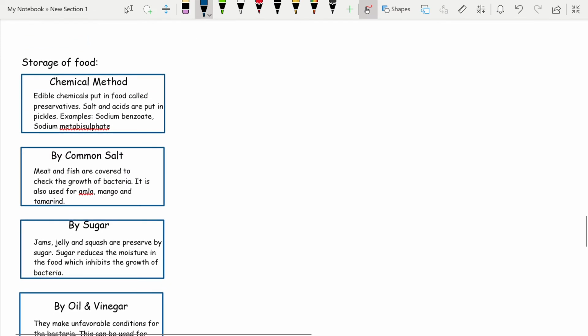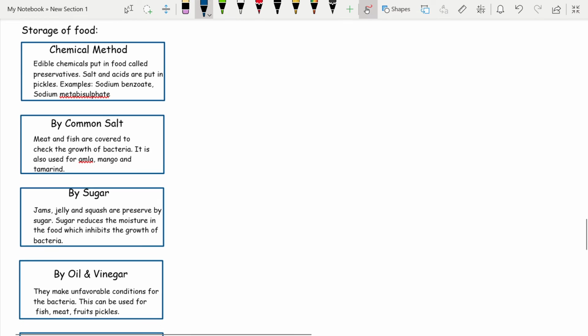Now, storage of food. There are 8 methods to store food and not get bacteria on it or get food poisoning. The chemical method. Edible chemicals are put into food, called preservatives. Salt and acids are put in pickles, for example sodium benzoate and sodium metabisulfite. Now, please do remember these words, but if you can't, then that's completely fine. You'll get used to them.